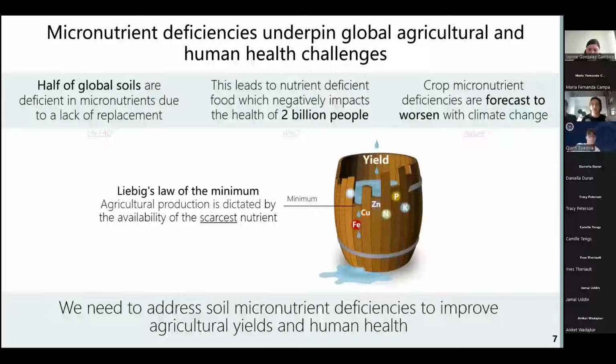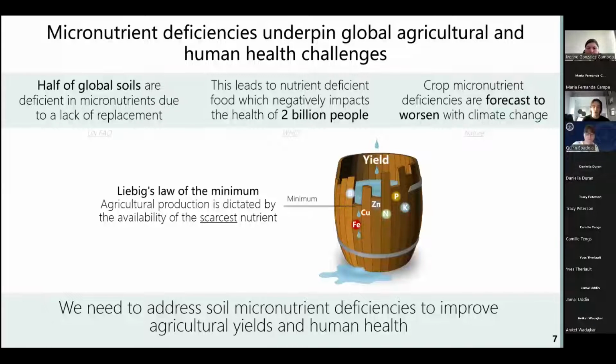because I realize not everybody is as familiar with micronutrients as they are with things like nitrogen, phosphorus, and potassium. Micronutrients are important in their own right because about half of global soils are deficient in these key micronutrients, which include things like zinc, iron, manganese, boron, and molybdenum. Plants need 13 or 14 different nutrients to grow effectively. This has also led to nutrient deficient foods, which negatively impact the health of over 2 billion people. You can think about something like anemia, where you're not getting enough iron. The same issue applies for food grown in areas that have micronutrient deficient soils. And these crop micronutrient deficiencies are forecast to worsen with climate change.